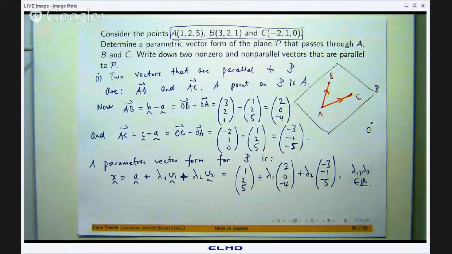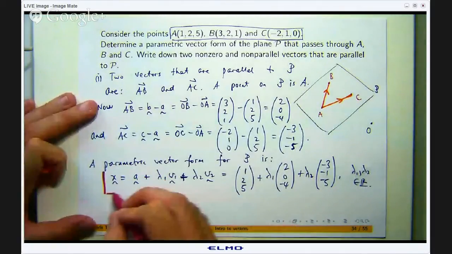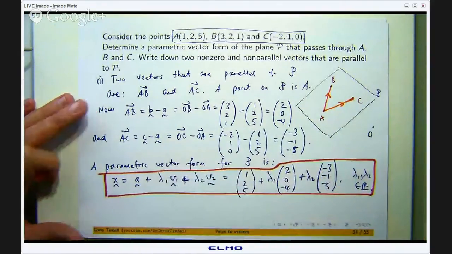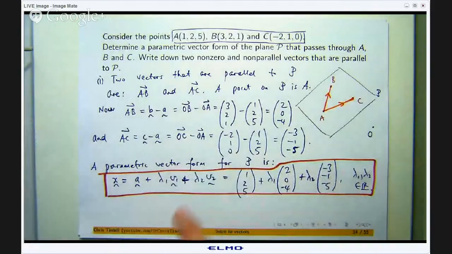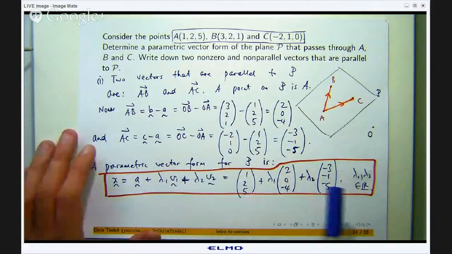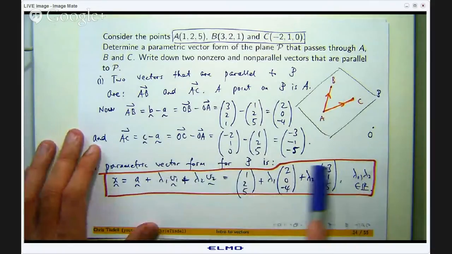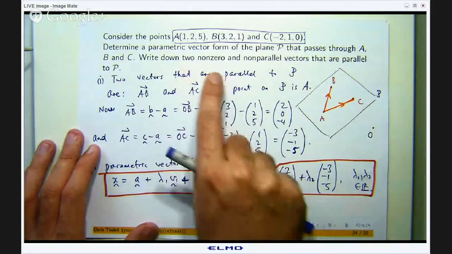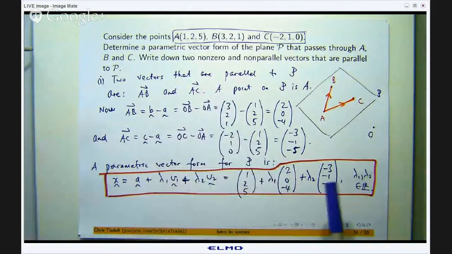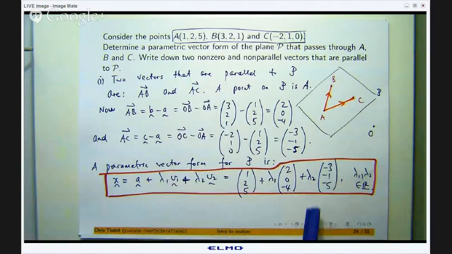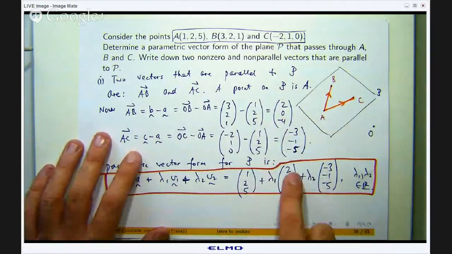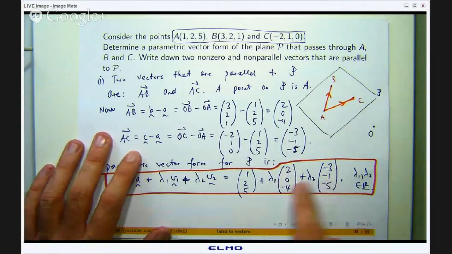So let me just make that quite clear. And there we have it. Now, like I said before, the second part of the question really is contained in the first part, because once we have this parametric vector form, I immediately know that these two vectors are the two vectors that are parallel to the plane. We just check that's a non-zero vector, that's a non-zero vector because they don't have all zeros, and the other check is, are they non-parallel? Can I make that vector just by multiplying that by some number, or vice versa? And the answer is no.